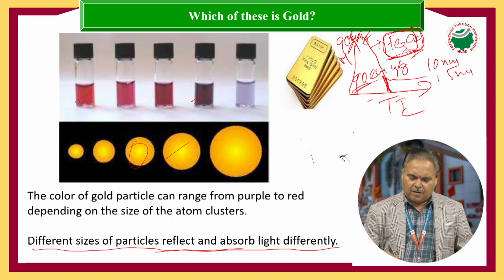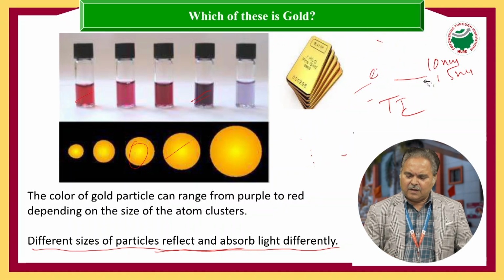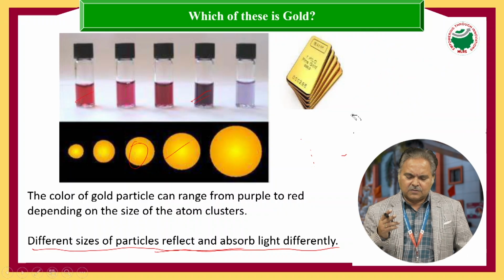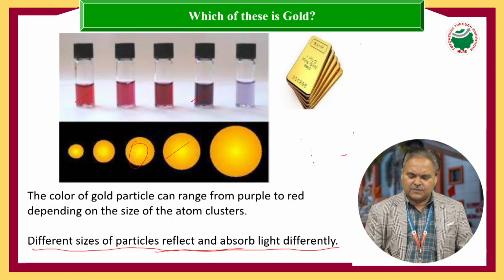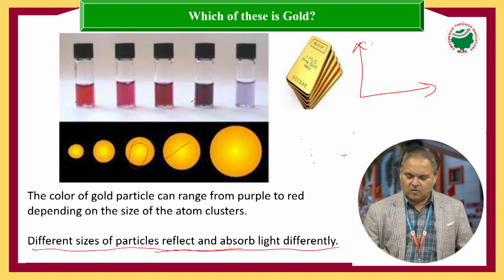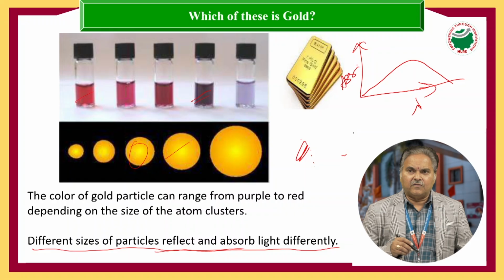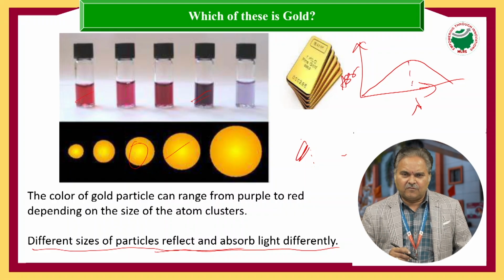Similarly, there is an optical property we can see. How does the optical property change? Usually optical property means absorption. If there is silver or gold, you can see a maximum will come at a particular wavelength. This is wavelength versus absorption. You see there is a maximum at a particular wavelength.